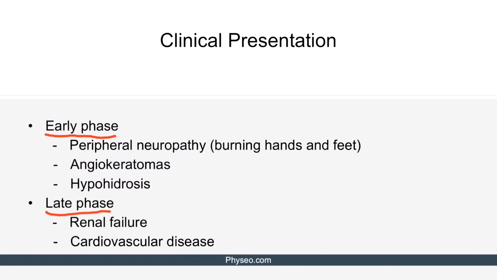The early phase consists of peripheral neuropathy, which is commonly described as burning hands and feet. It's also characterized by angiokeratomas and hypohidrosis. The late phase, on the other hand, is characterized by renal failure and cardiovascular disease. Here's an image of angiokeratomas, which are classically seen in Fabry disease.